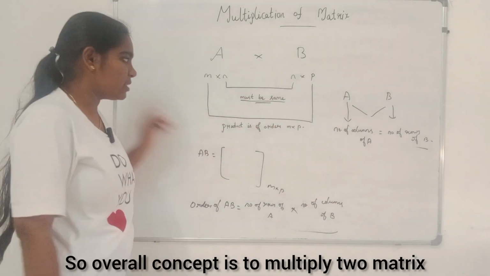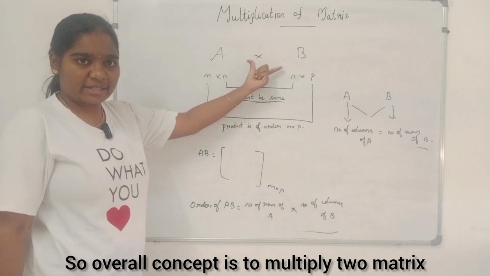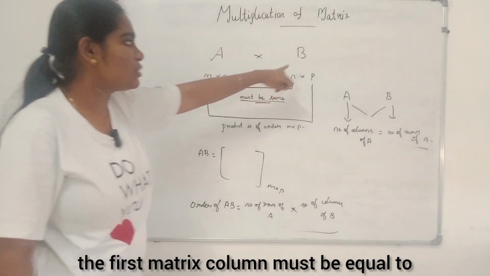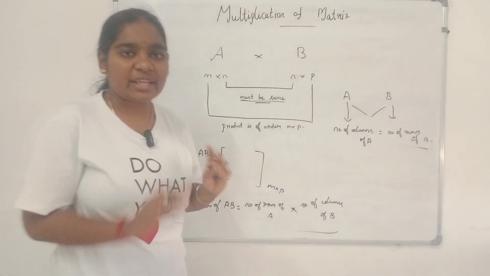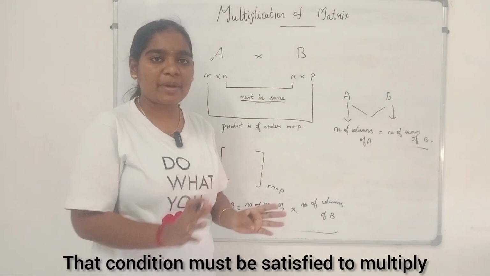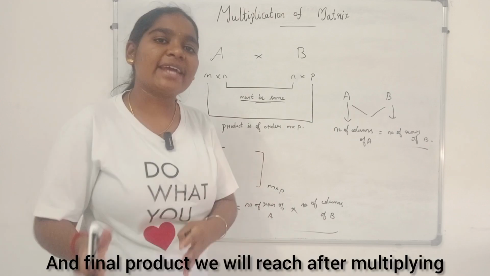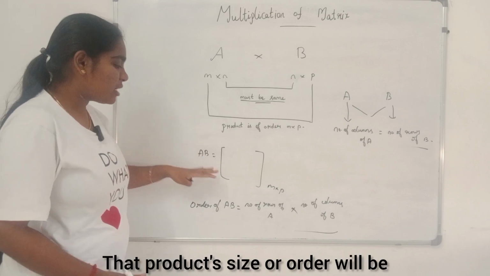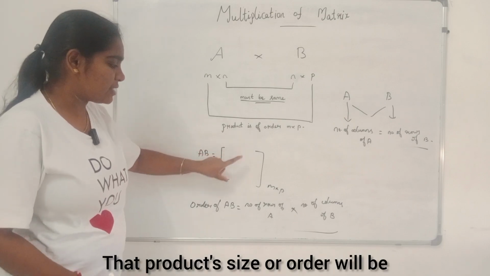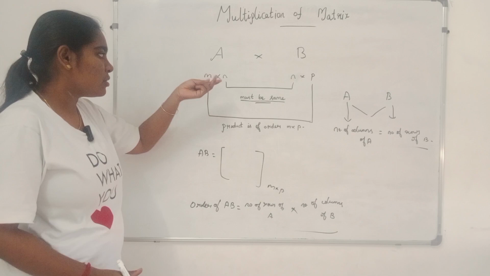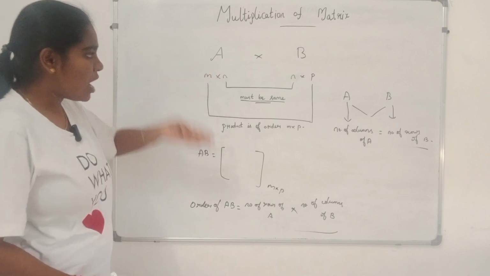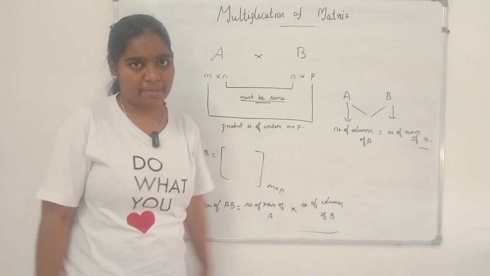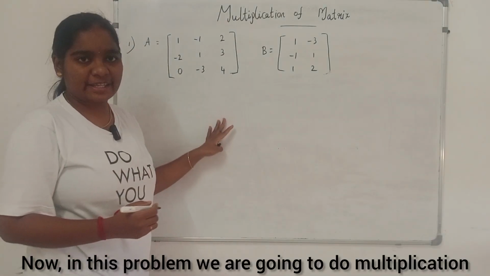So, the overall concept is to multiply two matrices, the first matrix's columns must be equal to the second matrix's rows. That condition must be satisfied to multiply those two matrices. And the final product we reach after multiplying will have the order of the first matrix's rows and the second matrix's columns. So, m cross p.